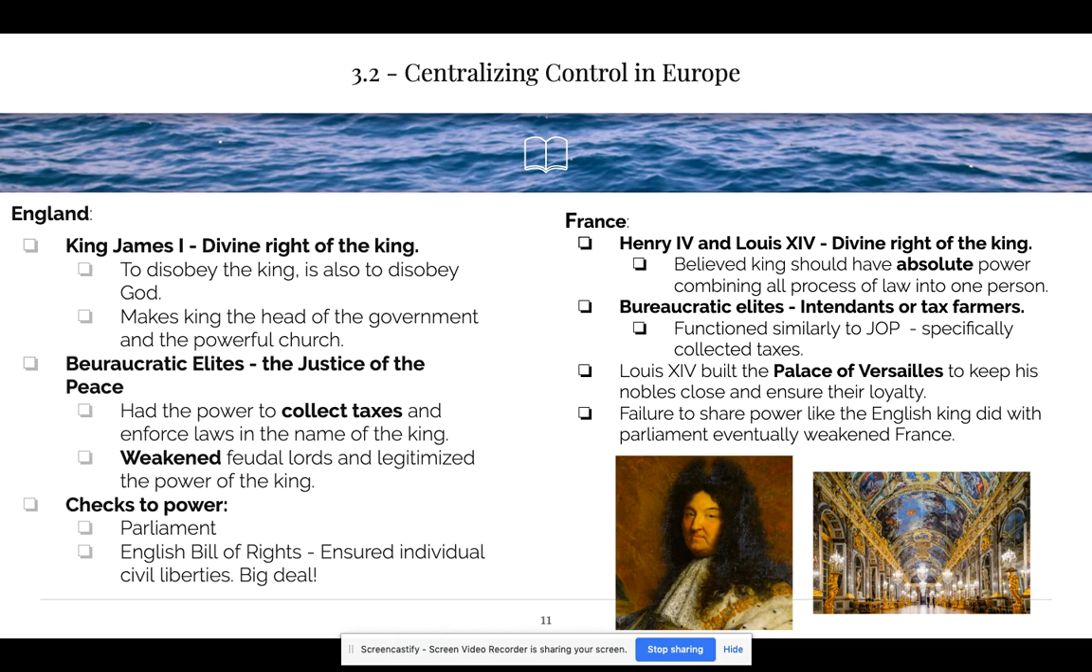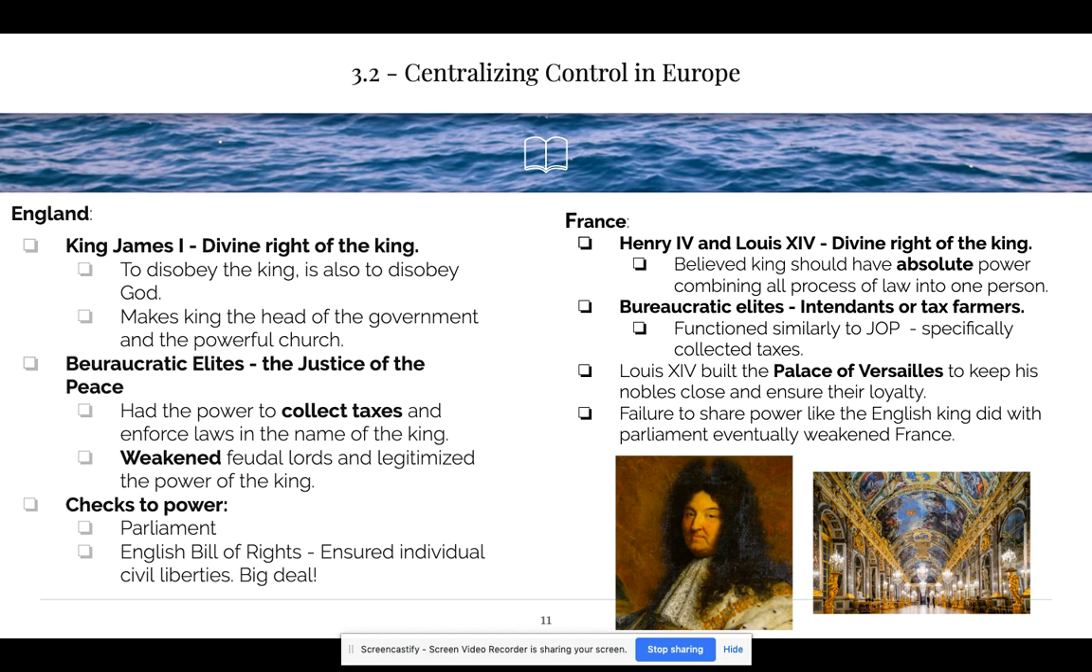They also used bureaucratic elites, write this in your chart if you're doing that, called intendants or tax farmers. They functioned very similarly to the justice of the peace, and they collected taxes. They went out and farmed for money. Louis XIV built the Palace of Versailles to keep the nobles close, to show how rich he was, and to ensure their loyalty. Because if they're only partying at Versailles, they're not going out and about talking to each other privately, they're going to stay loyal to King Louis.